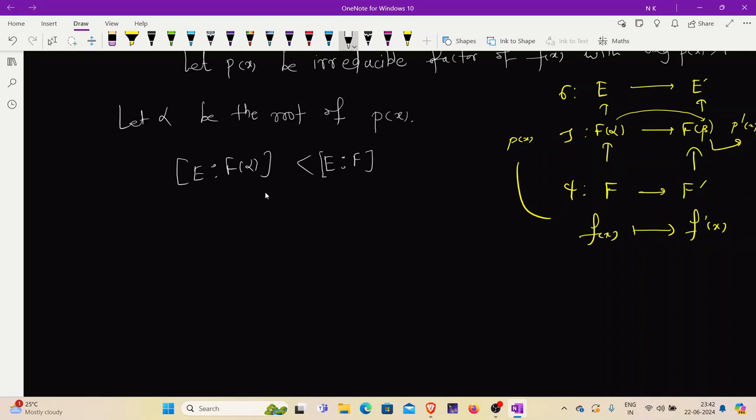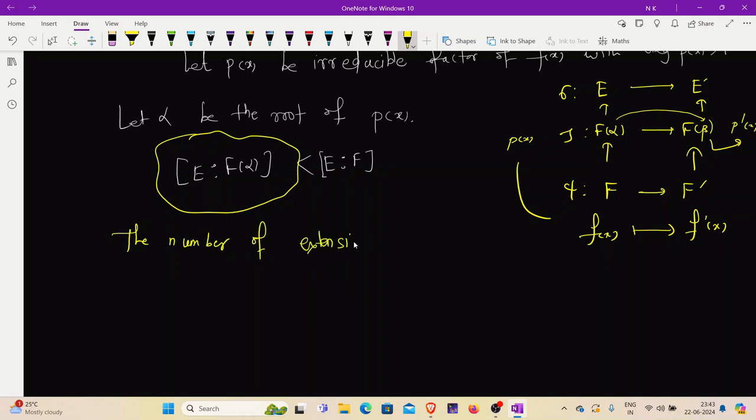And further, now we need to identify, so let me just tell you. The induction hypothesis is true for the degree of extension of E over F(alpha), because it is less than E over F. So the number of extensions of tau to sigma is less than or equal to the degree of extension of E over F(alpha) by the induction hypothesis, because the result is true for all the fields with degree of extension less than the degree of extension of E over F. So it is less than or equal to E over F(alpha).